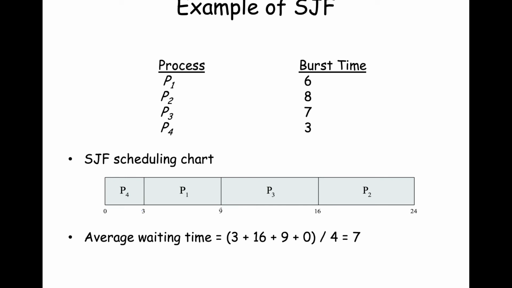And then process P3 starts next. It's selected by the scheduler for execution on the CPU. It starts at time 9 and runs for 7 milliseconds, that's process P3's burst time. So 9 plus 7 is 16, and at 16 milliseconds, process P3 is done and exits. And then process P2 runs for 8 milliseconds. It starts at the 16 millisecond time point, and it runs for 8.